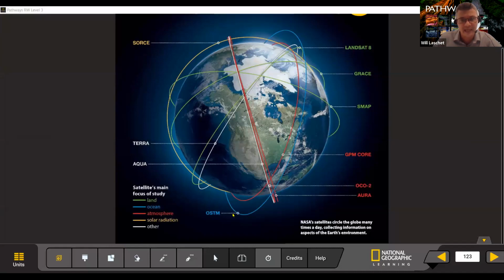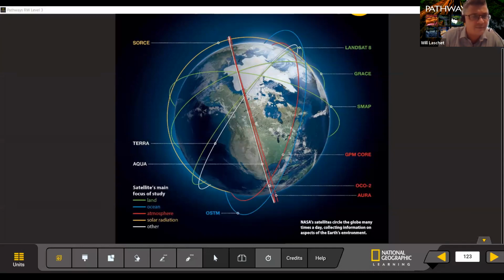Yeah, interesting. We can see that this one here, the blue one, the OSTM, is higher than this red one here. The red one, I'm not sure, that's the GPM core. We've got different colors. Can you tell me how many different types of satellite are represented in this infographic? Yeah, there are 5. Okay, well done. And can you tell me which are the blue ones? What kind of information are the blue satellites collecting?